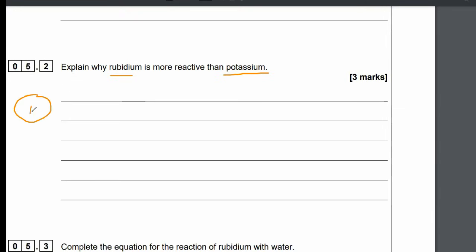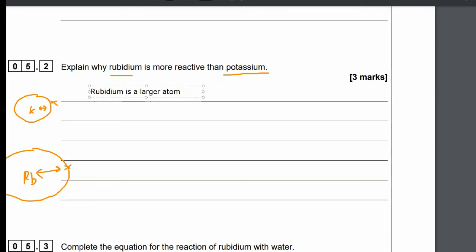Imagine this is potassium right here, and here's its last electron. And then what's the difference with Rb, rubidium, and its last electron? Well, it's all about the distance from that positive nucleus. So a couple of things we want to say: rubidium is larger. You could say it has a higher atomic or a bigger atomic radius, but that's just getting too technical. So rubidium is a larger atom.